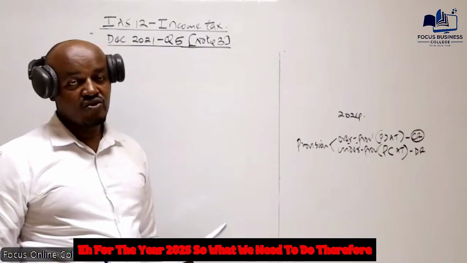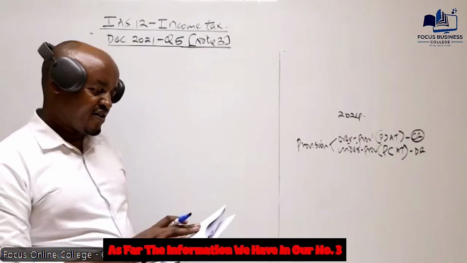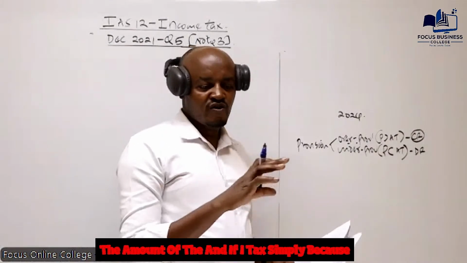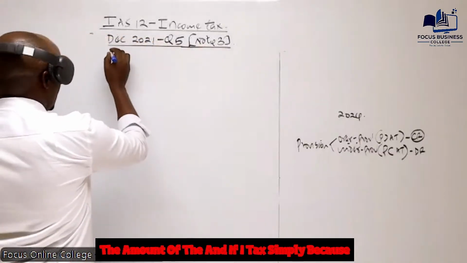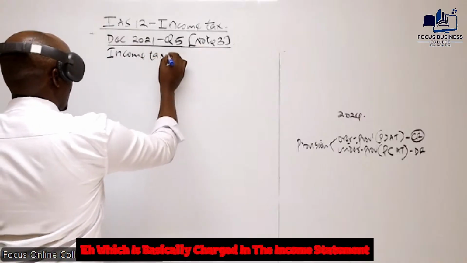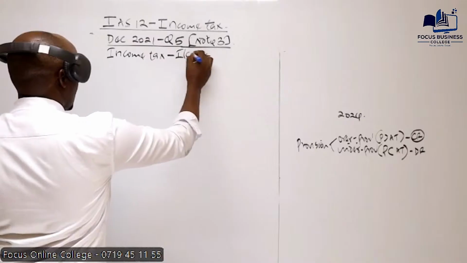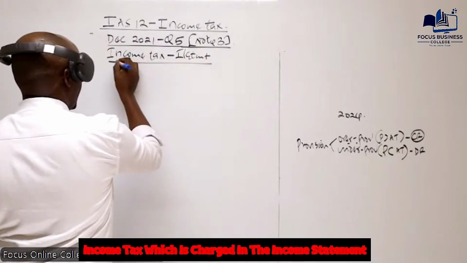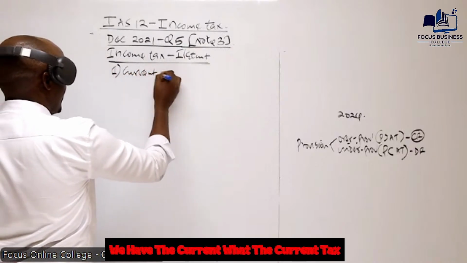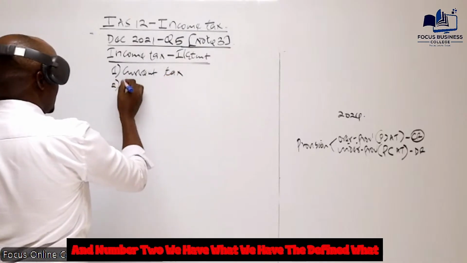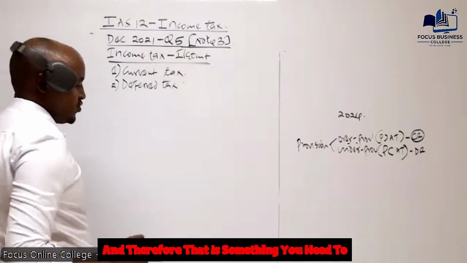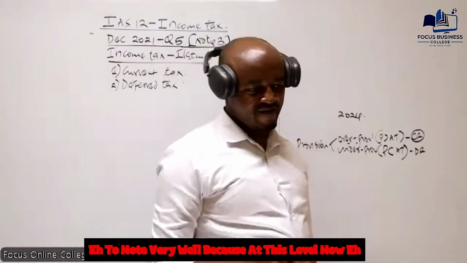the year 2025. So what we need to do therefore, as per the information we have in note number 3, is to compute the amount of current tax and the amount of deferred tax. Simply because, remember what we said in our previous class. The amount of income tax which is charged in the income statement comprises two components of tax. We have the current tax. And number 2, we have the deferred tax.